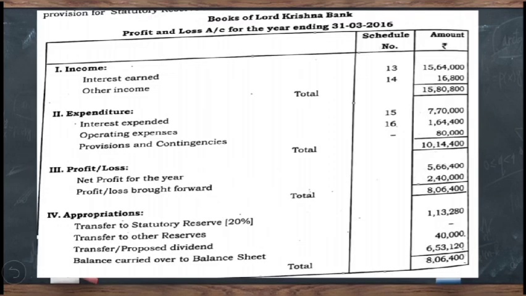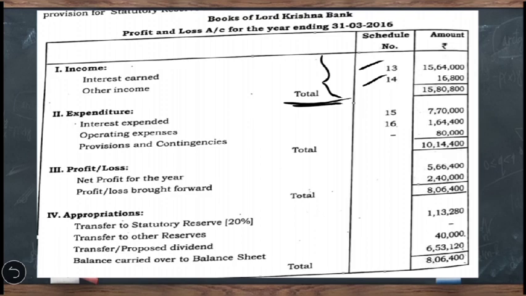So here in the profit and loss account, on the top we have to write in the books of Lord Krishna Bank. In the next line, profit and loss account for the year ended 31st March 2016. The first heading is for writing the income. Under that, interest earned, note number 13, 15,64,000. Then other income, note number 14, we have 16,800. So total of note number 13 and 14, we get 15,80,800. So this is the total income.